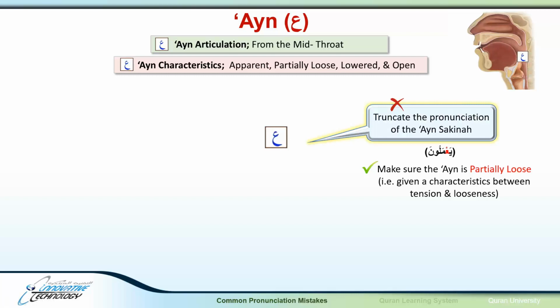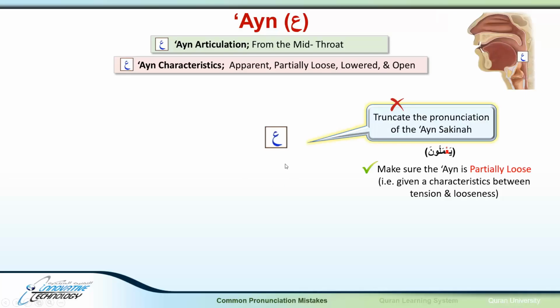It shouldn't be truncated. And the reason is the Ain is partially loose. It is not so short and it's not so long. It's in between. It has what we call the characteristics between tension and looseness, and the Ain accordingly should be flowing there and should be apparent. If we really make it so tense and so short, it would sound as if it is a Hamza. This is wrong.